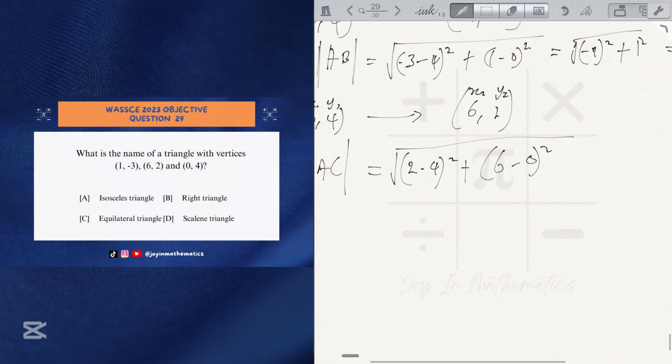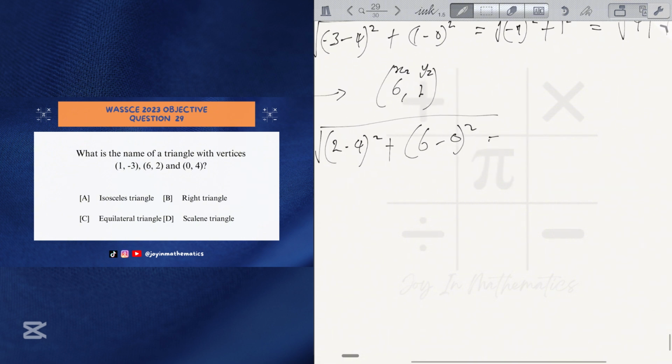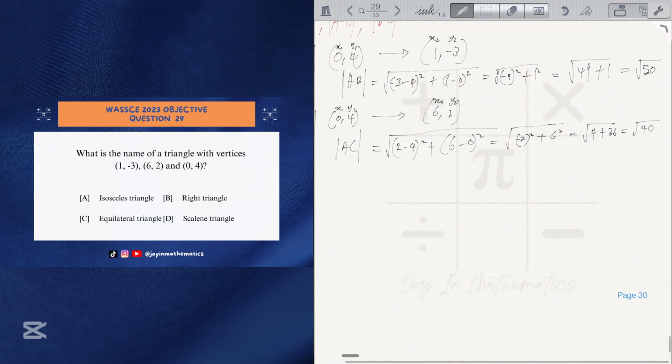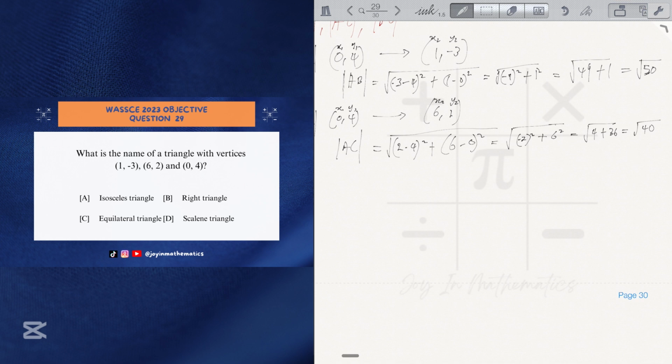So we solve this together now, and this gives us the square root of 2 minus 4, that's minus 2 squared, and 6 minus 0, which gives us 6 squared. Minus 2 squared gives us 4, and 6 squared gives us 36, and this gives us root 40. So now we have AC equal to root 40.